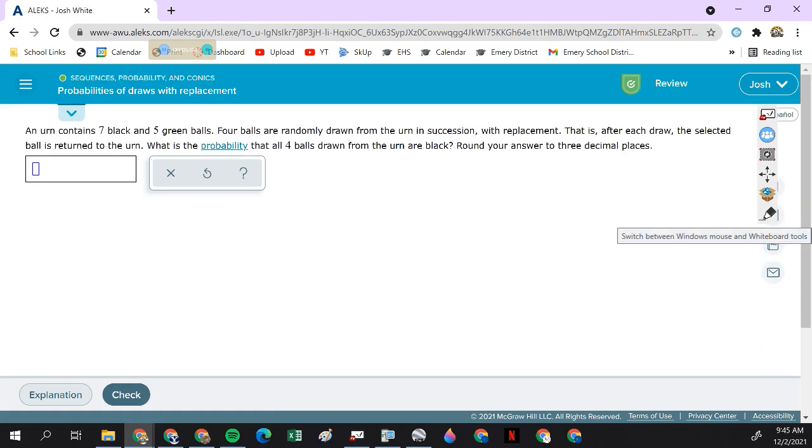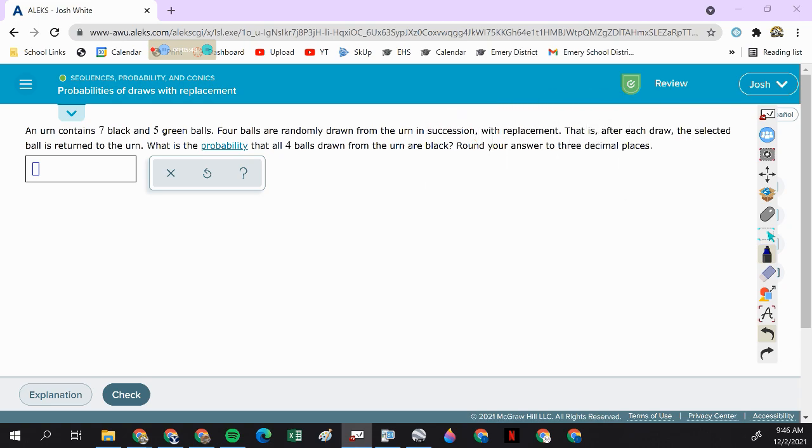Okay. An urn contains 7 black and 5 green balls. 4 are randomly drawn with replacement. Do you guys know what with replacement means? You draw, write down your result, and you stick it back in. Is that different than drawing and drawing and drawing and drawing? Oh yeah, very different. Right. And if you are drawing with replacement, how many balls can you draw out? Infinite. If you're drawing without replacement, how many can you draw? However many are in the bag, right? And the calculations end up being a little bit different.